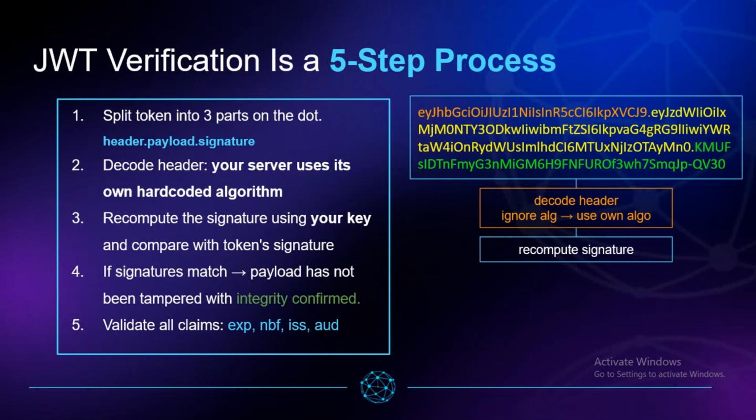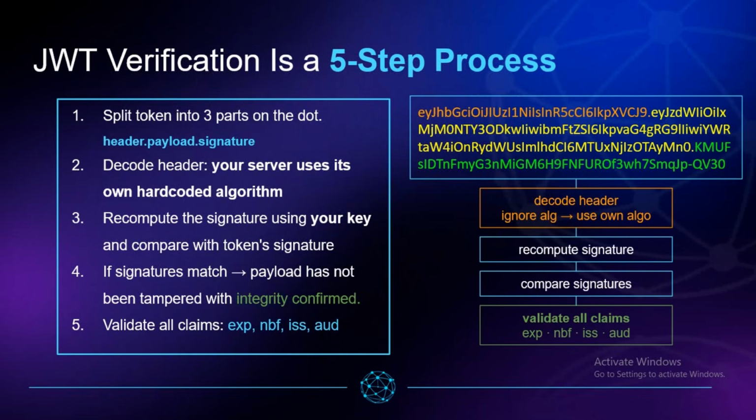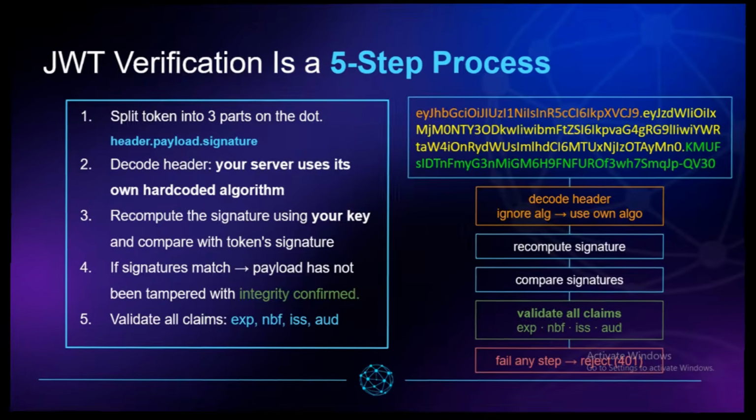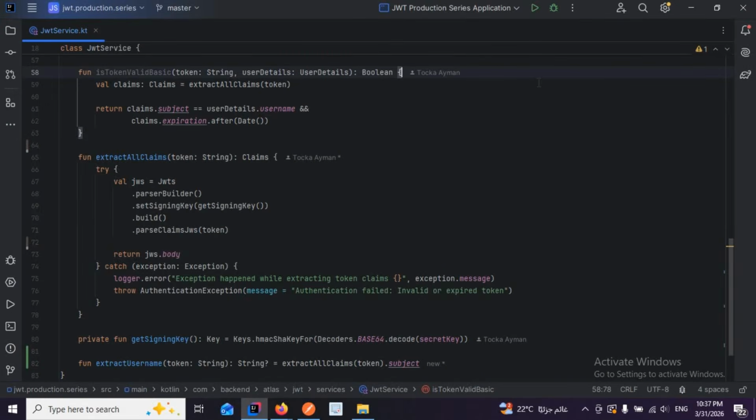Step 4. If the signatures match, the payload hasn't been tampered with. Integrity is confirmed. Step 5. And this is where most implementations fall short. Validate all the claims. Expiry, not before, issuer, audience, explicitly. Every one of them. Fail any of these steps and you return 401. There is no partial success here. Here is the pattern I see most often, and I want to be clear, this code works. It will parse tokens, it will return claims, your tests will pass.